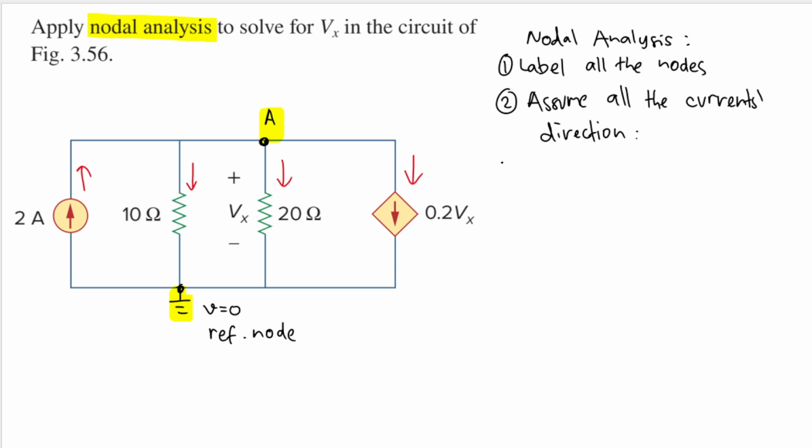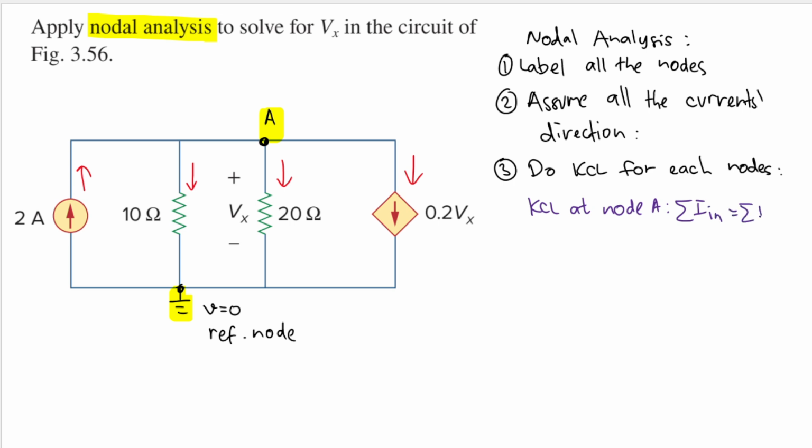And then we move on to the third step, which is to do KCL for each node. What does KCL say? KCL says that the sum of the currents that go in is equal to the sum of the currents that go out. Okay, let's do KCL at node A. So as I said, the sum of the current that goes in will equal the sum of the current that goes out. Good.